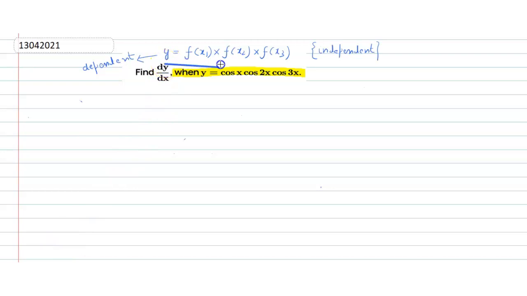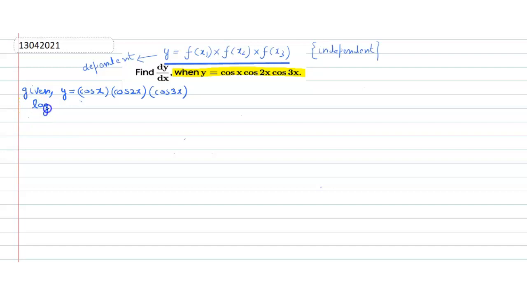So what we need to find is the rate of change of the dependent variable with respect to an independent variable, given the function. We'll write what we have been given as it is. Given y is equal to cos of x multiplied by cos of 2x multiplied by cos of 3x. Now let's take log on both sides. We'll be taking the natural log, that is, the base of the log is e.